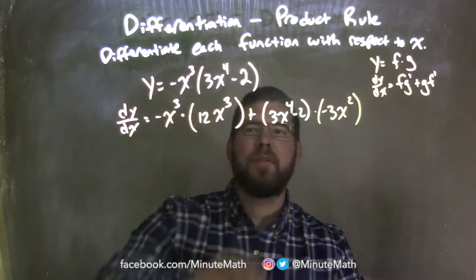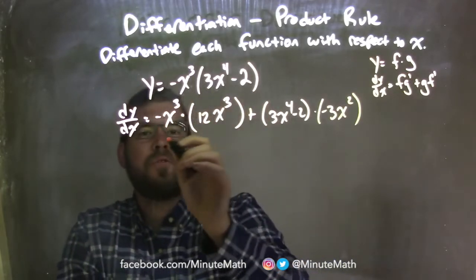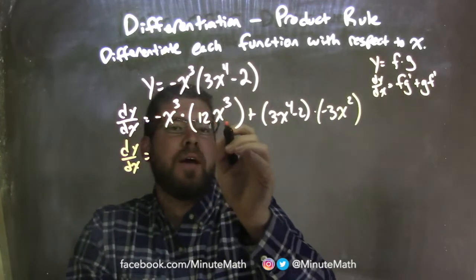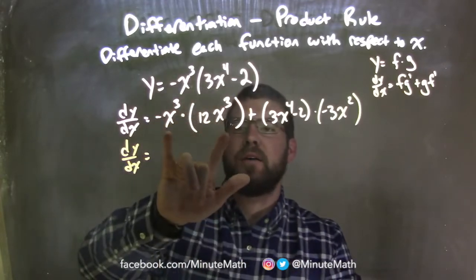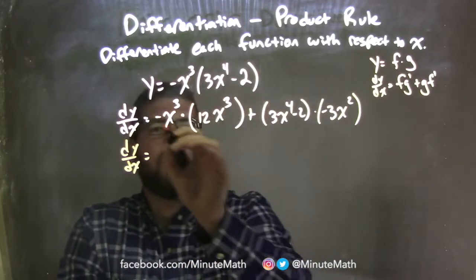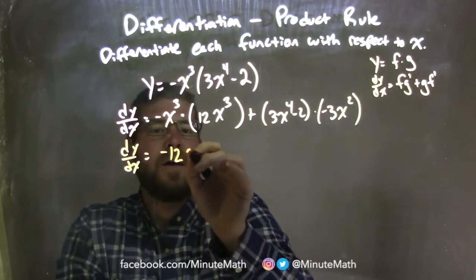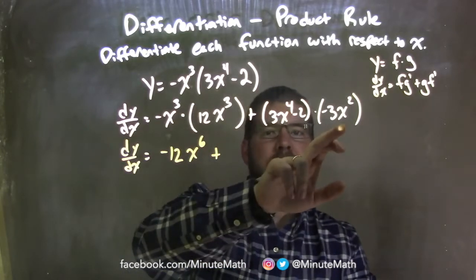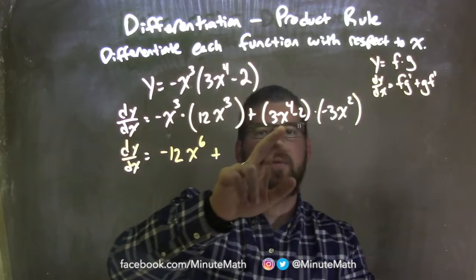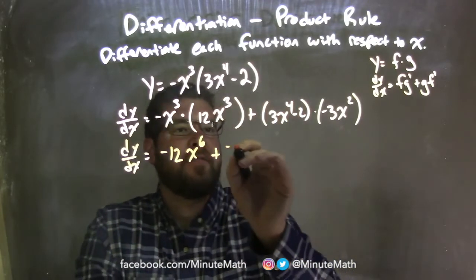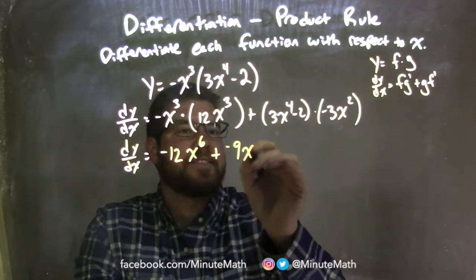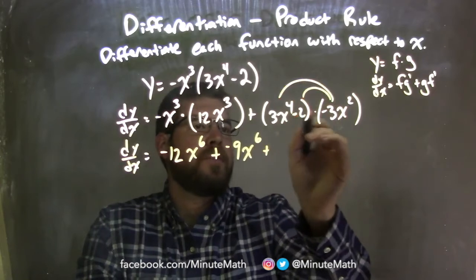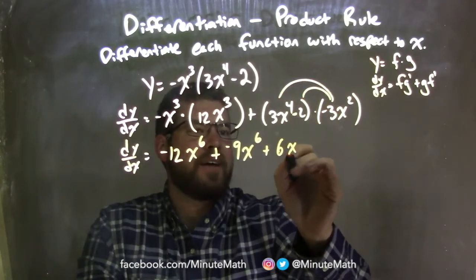Okay, so now that we've applied the product rule, we need to simplify this. So let's distribute or multiply that out. So dy dx, negative x to the third times 12x to the third. Well, when we multiply the x to the thirds, we add the exponents and we multiply the coefficients up front. So we have a negative 12x to the sixth plus, multiplying these out, well, we distribute the negative 3 across. So negative 3x squared times 3x to the fourth is a negative 9x to the sixth plus, we distribute that negative 3 to both parts here, plus with a minus 2 is a positive 6x squared.